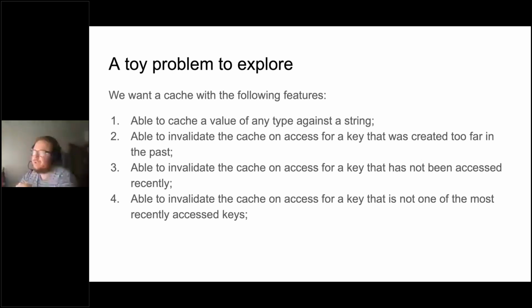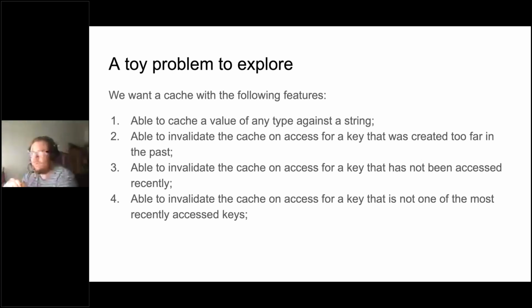We need to be able to cache a value of any type against a string. In some languages that can be challenging, but in Python that's pretty trivial. You know, generics are a thing. You can always get there if you really need to, but it can be a bit more painful than it is in Python. Able to invalidate the cache on access for a key that was created too far in the past. Pretty simple, classic invalidation.